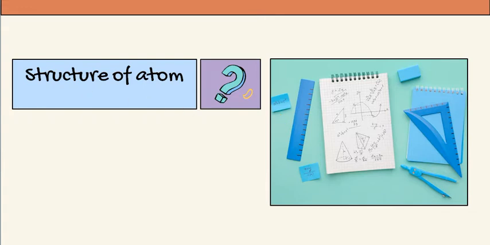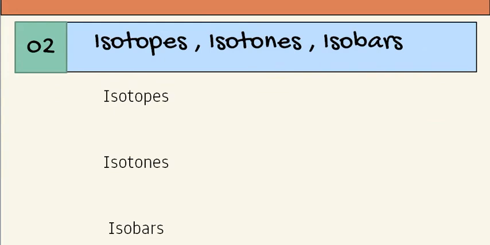So next we are going to start with isotopes, isotones and isobars. These are three terms which are quite different from each other. Isotopes: what does this term indicate? Isotopes are atoms of an element having the same atomic number but different mass number. For example, hydrogen has three isotopes: protium, deuterium and tritium. All these have the same atomic number but the mass numbers of all three are different.